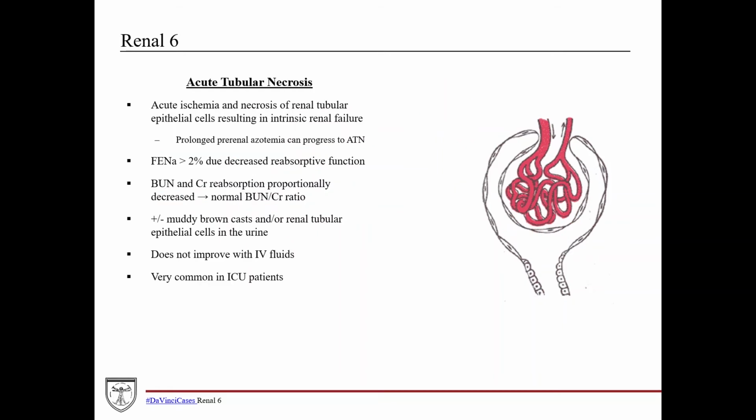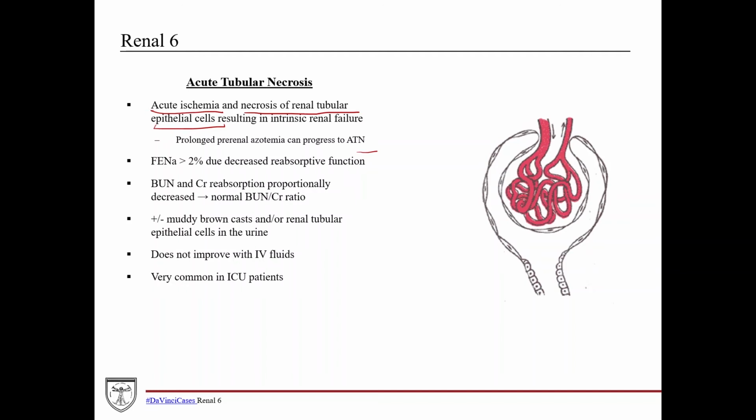Acute tubular necrosis is a type of intrinsic renal failure due to acute ischemia and necrosis of the renal tubular epithelial cells. So that's a key here. It's not just ischemia, because pre-renal azotemia over time can lead to ischemia, and then as we say here, further progress to ATN. The key here is that you have significant ischemia. It's kind of like comparing angina to a myocardial infarction. Angina, you have decreased perfusion, which is just like what you have in pre-renal azotemia. Myocardial infarction, you actually have ischemia and necrosis of myocardial tissue. It's the same thing here.